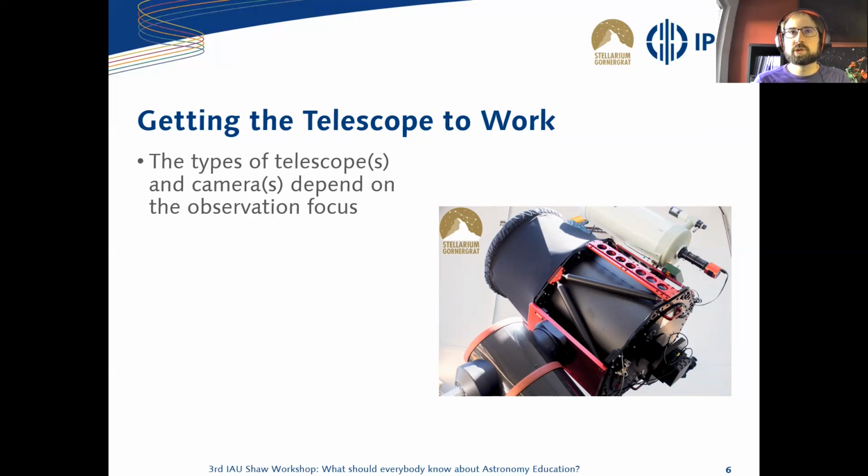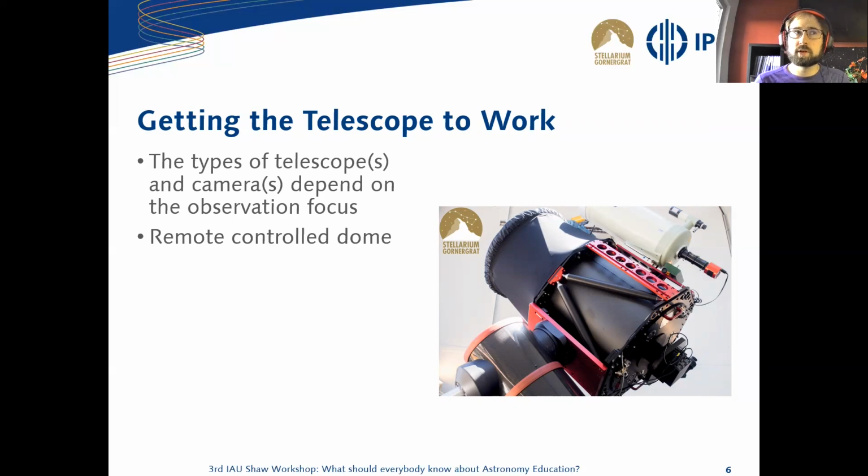We don't have one focus, and therefore we have several telescopes. The big one you see here is for deep sky. The white one is for planet hunting. And we also have a full sky camera and a wide field camera. So if you want to offer different things, you need different telescopes.